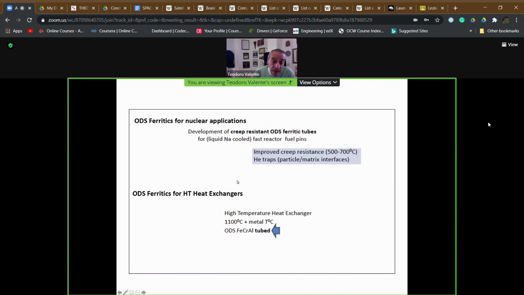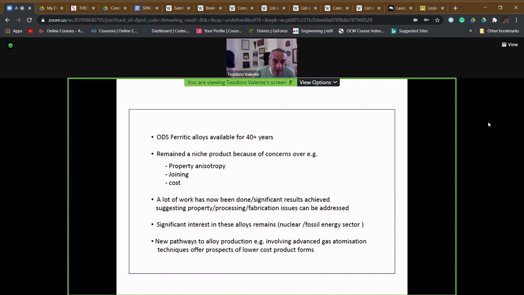Or for high temperature heat exchangers, where oxidation phenomena can damage the metallic alloys, they can have benefit from the fact that inside the metallic alloys, iron-based also in this case, we will disperse oxide particles, thus reducing the overall oxidation and deterioration of the materials themselves.